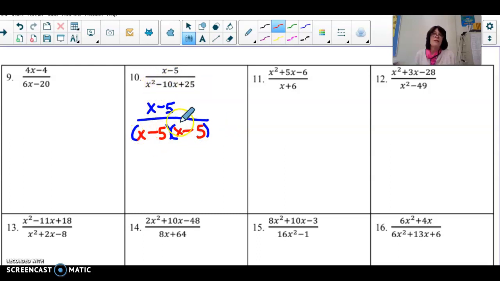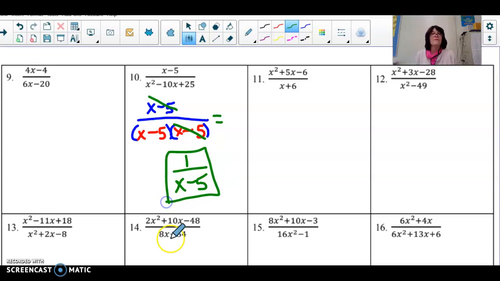Let me FOIL this quick. That's x squared minus 5x minus 5x. Yep, that gives me the minus 10x in the middle, plus 25, because a negative times a negative is positive. This entire x minus 5 cancels. My answer is 1 over x minus 5. Okay?